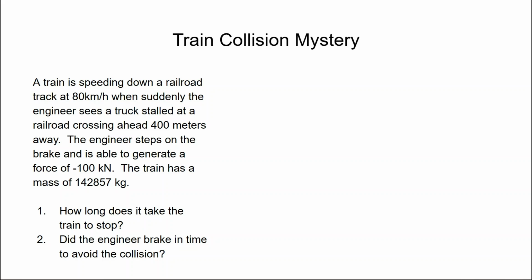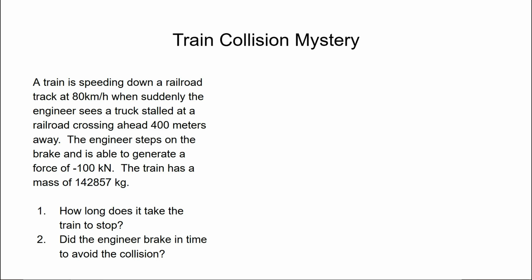How's it going, students? So let's take a look at how to solve these train collision mystery problems. A train is speeding down a railroad track at 80 kilometers per hour when suddenly the engineer sees a truck stalled at a railroad crossing ahead 400 meters away.